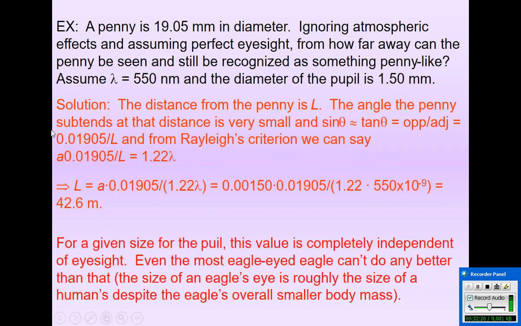Now that's actually a very long distance away, and it would be highly unlikely that you can be, that's 140 feet away from a penny, and be able to say, yes, that's a penny. You'd be able to say that there's something there, but to be that far away and say it's a penny requires absolutely ideal viewing conditions, and you need to have some very solid eyesight. You can't have any visual problems at all.